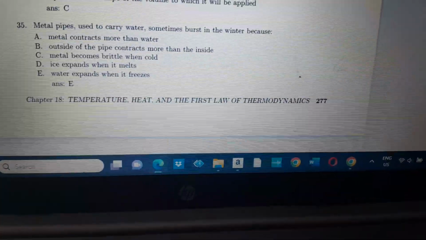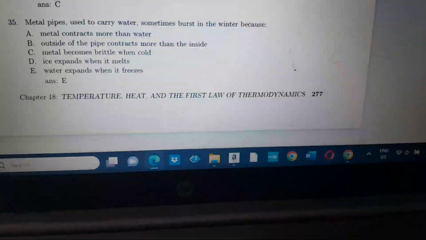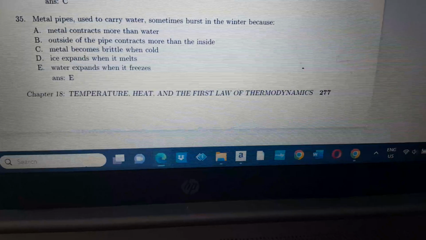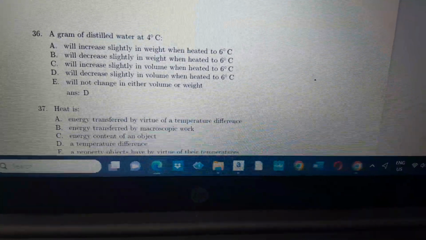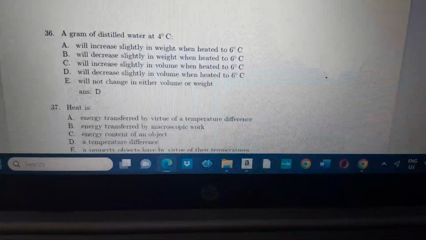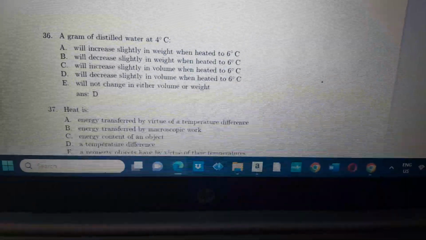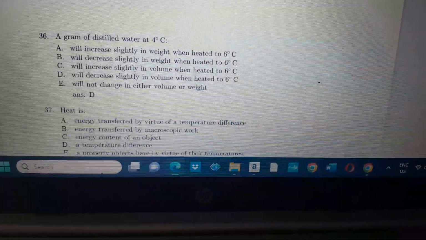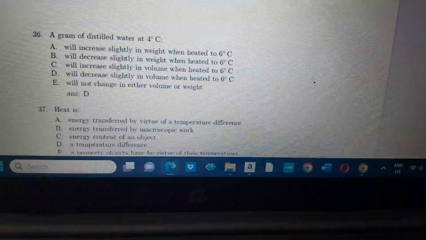Metal pipes used to carry water sometimes burst in the winter because water expands when it freezes. A gram of distilled water at 4 degrees will decrease slightly in volume when heated to 6 degrees. When you increase the temperature, it will decrease slightly.